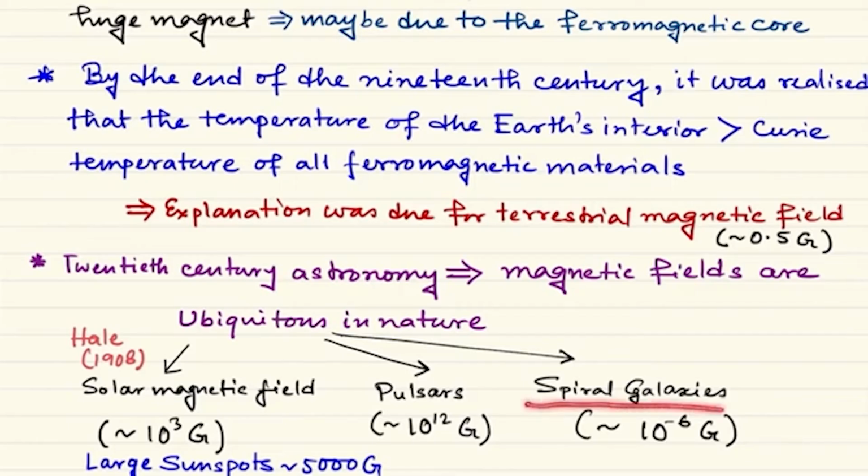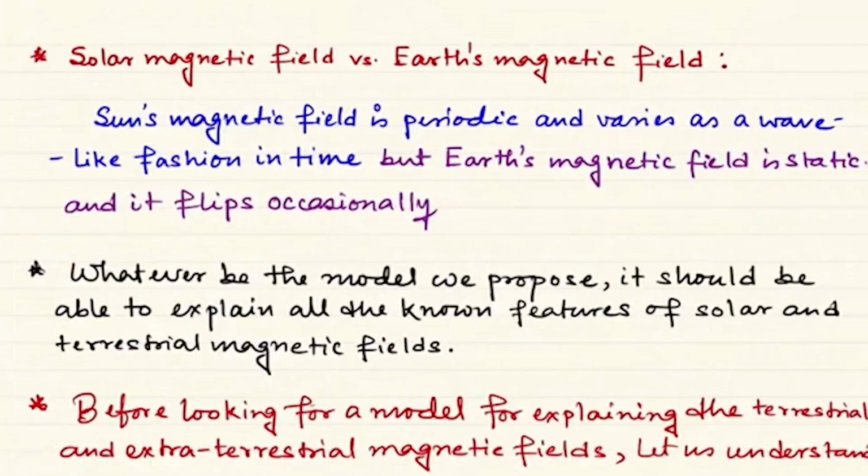The other borderline is the magnetic field of the spiral galaxies. That is 10 to the -6 Gauss. Very weak. But still it has a magnetic field. So we see that terrestrial magnetic field, solar magnetic field, pulsar magnetic field, and spiral galactic magnetic field. These four cases are of very, very great interest in astrophysics.